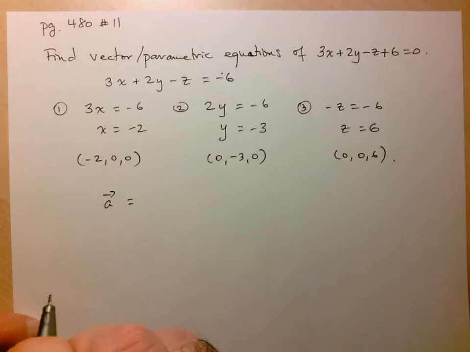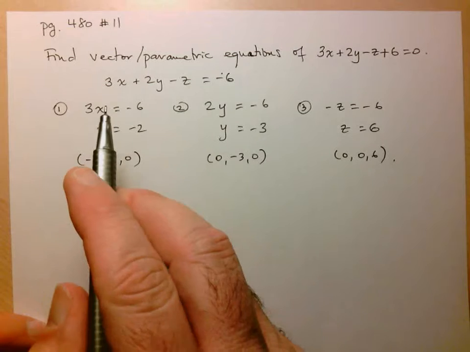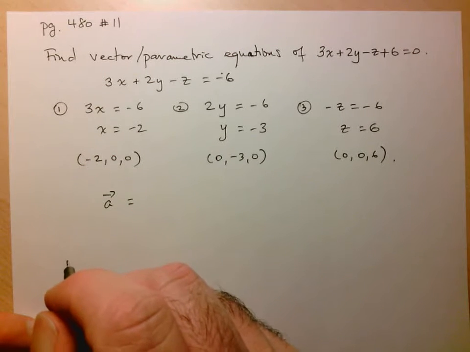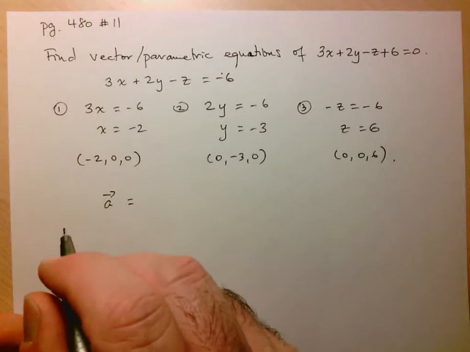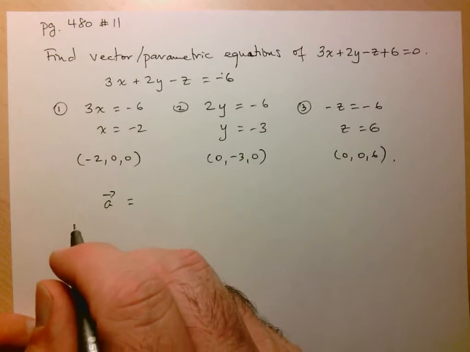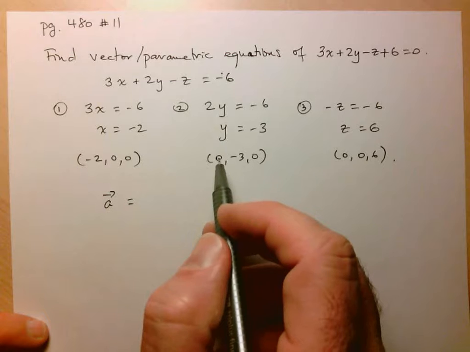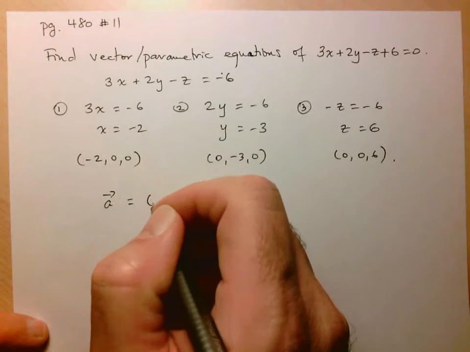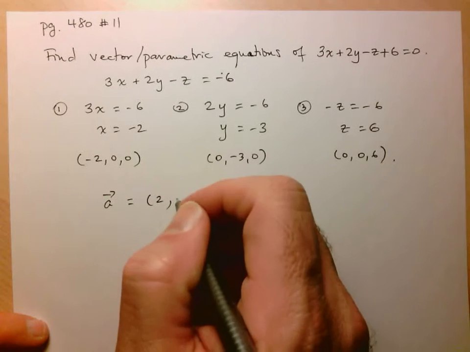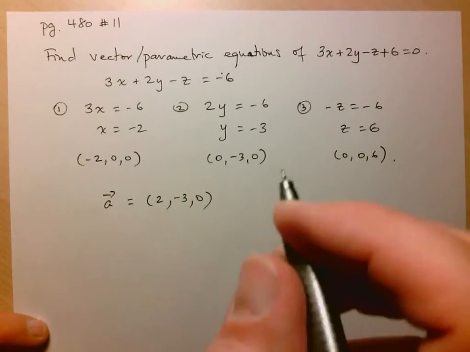I'll call my first one vector A. Anytime you're working with vector parametric equations, there's lots of different forms that this equation can take, so yours might look different, and the one from the textbook might look different. I'm just going to use this one here. I'll take the vector joining these 2 points. 0 minus -2 gives me 2, -3 minus 0 gives me -3, and 0 minus 0 is 0. So there's my first direction vector.